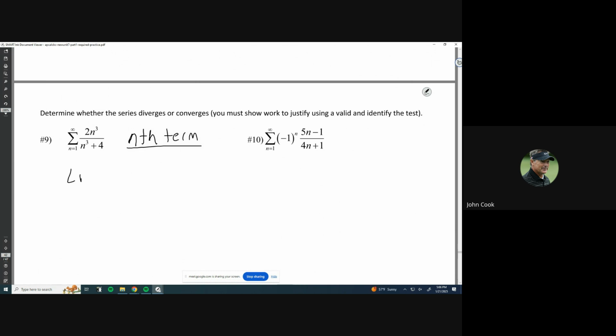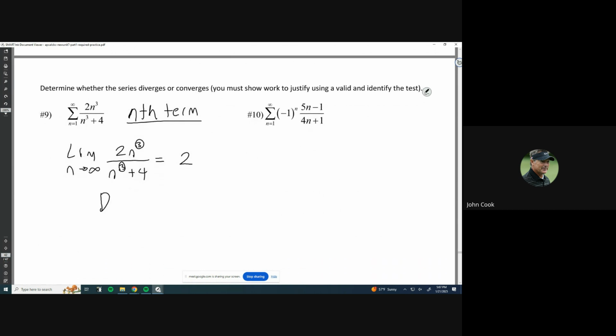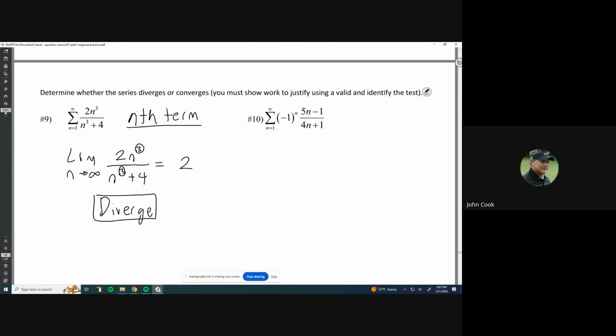So if I take the limit as n goes to infinity of 2 n to the third over n to the third plus 4, as n gets real big, we learned that rule in honors algebra 2, where if the degree in the top is the same as the degree in the bottom, we just compare the lead coefficients. So this thing is just going to go to 2. So since it goes to 2, that means by the nth term test for divergence, this thing is going to diverge. So there you go. There's an nth term test problem.